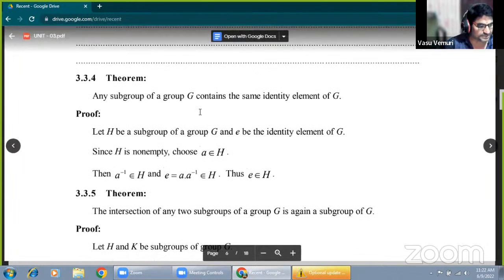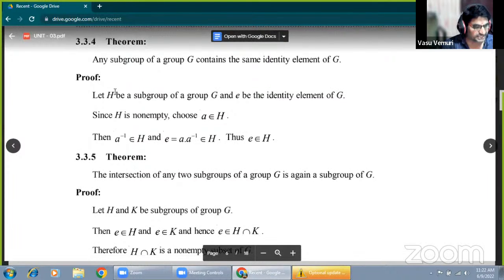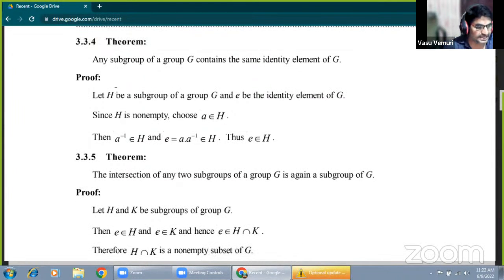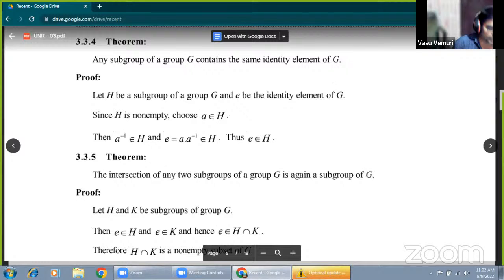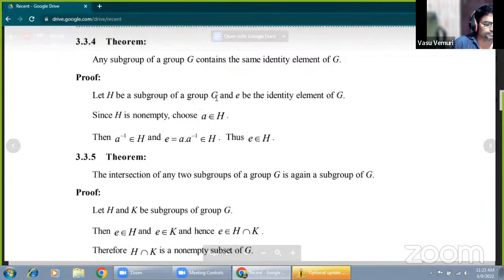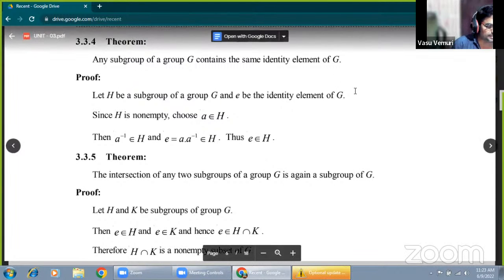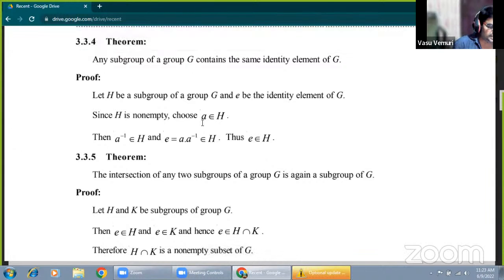Now just we have to observe here. These theorems are very important. Theorem 3.3.4: let G be a group; any subgroup of G contains the same identity element of G. Already we have proved this. In the group, the identity element is the same in the subgroup. Suppose H is a subgroup of a group G, and E is the identity element of G. H must be non-empty, so any one element A belongs to H. Then A inverse also belongs to H.